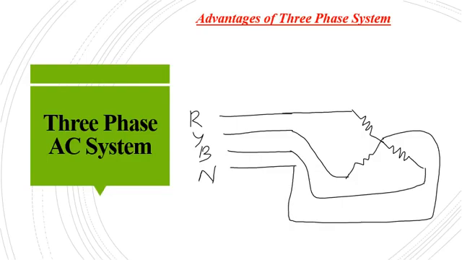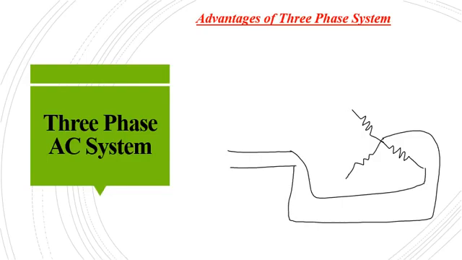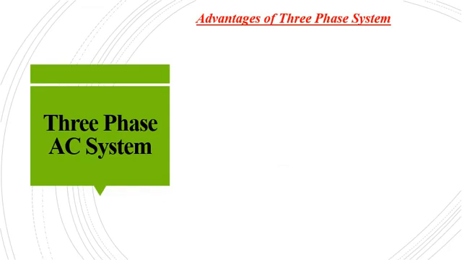The first load is connected between R phase and neutral, the second load between Y phase and neutral, and the third load between B phase and neutral. So by using 4 conductors, we can connect 3 loads. Fewer conductors are required in a three-phase system when compared with the single-phase system. That is the second advantage of three-phase supply.